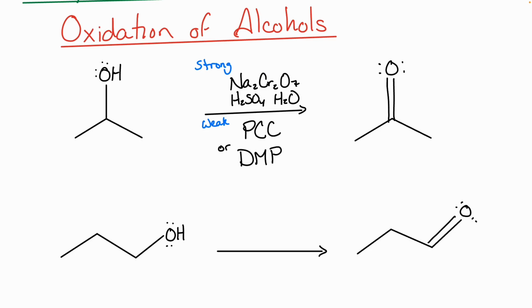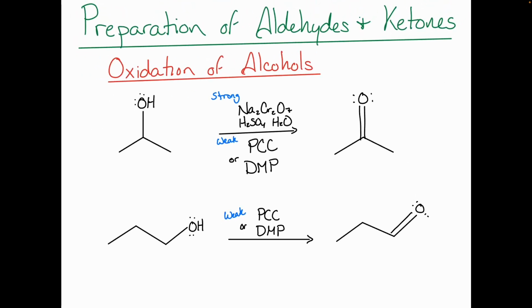If we started out instead with a primary alcohol, we've got to be careful. Which one of our categories would we pick if we wanted an aldehyde? Yeah, only the weak oxidizers would work, either the PCC or the DMP, right? If we used a strong oxidizer, we would instead get a carboxylic acid. Okay, so these are methods of oxidizing alcohols. This is our first way of preparing aldehydes and ketones.